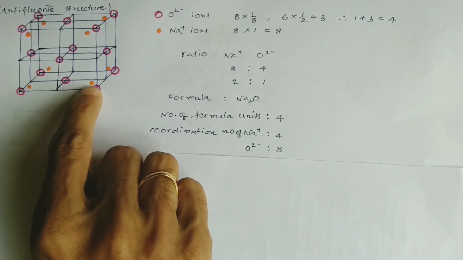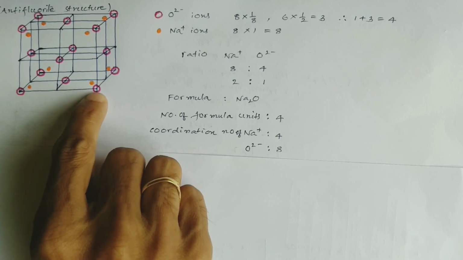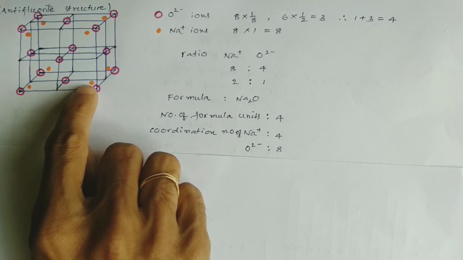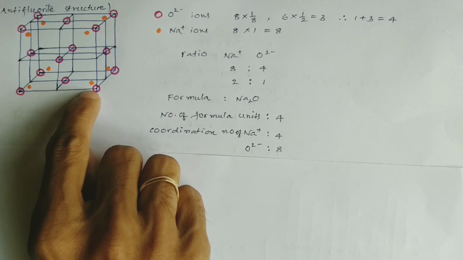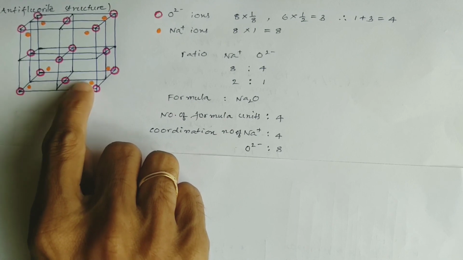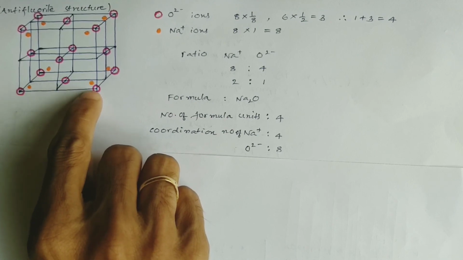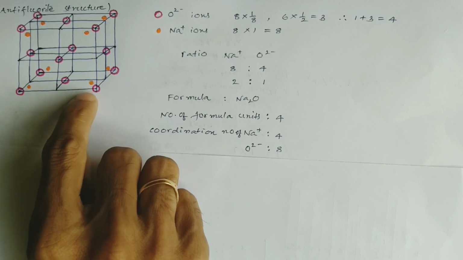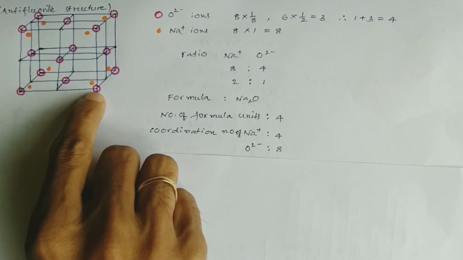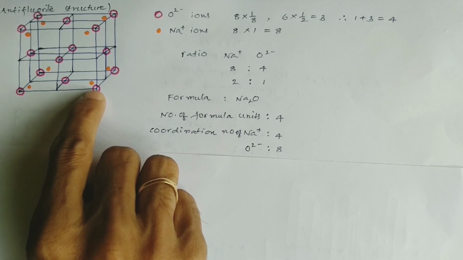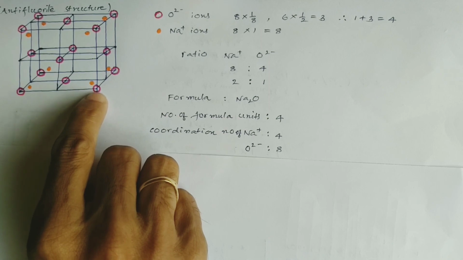What about oxide? Oxide is present in the corner. As you know, each corner is shared by 8 unit cells. You know, tetrahedral void is nearer to the corner. So one corner is visible here. Similarly, there are 7 more corners around this. That is why the coordination number of this oxide ion will be 8.